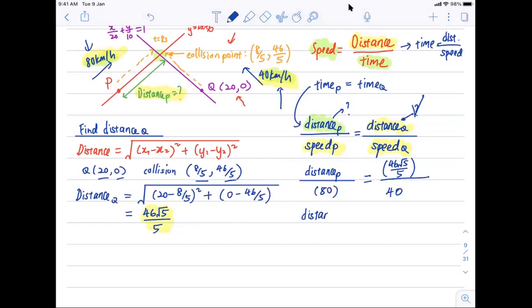You will get distance P equal to 41.14 meter. Oh, sorry, it's not meter. 41.14 kilometer. It's a kilometer because the question provided the speed in kilometer per hour. So the distance found is also in kilometer.